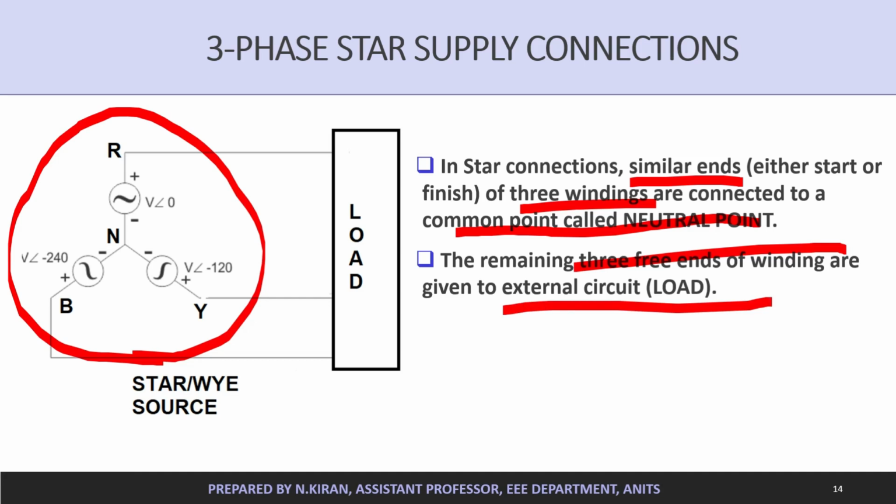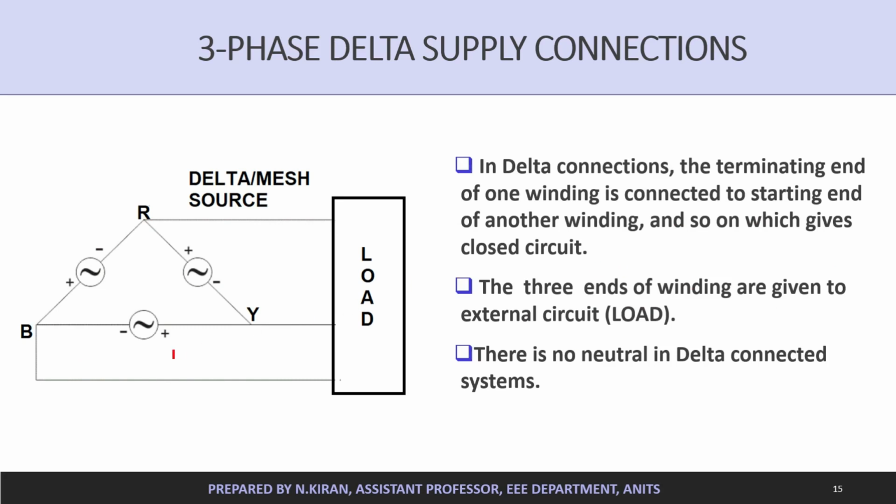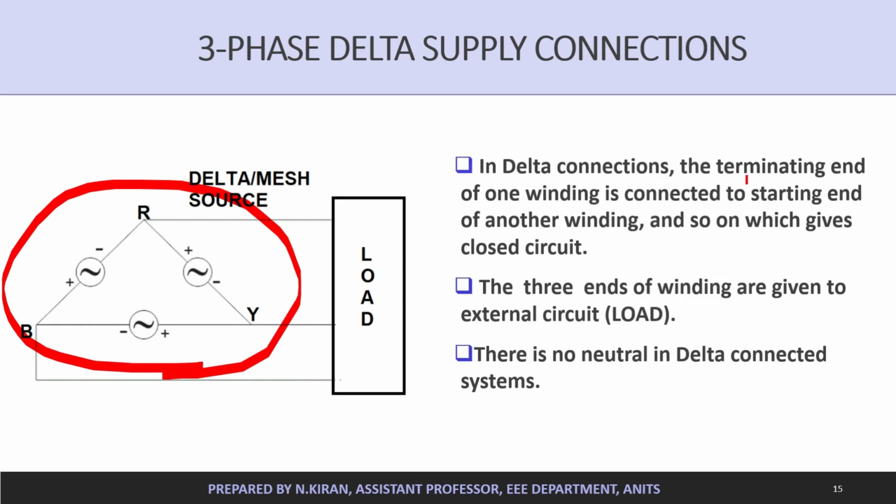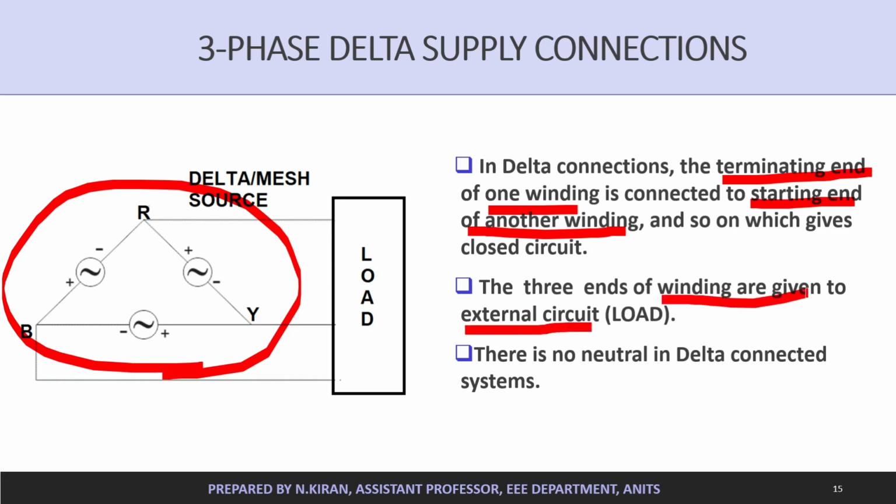Similarly, when the source side is in the form of delta, and we have already seen how to form a delta connection, the terminating end of one winding is connected to the starting end of another winding, and so on, which gives rise to a closed circuit, and the three ends of the winding are generally brought out and connected to the external circuit, that is the load. Here, since it is a delta connection, there is no neutral.